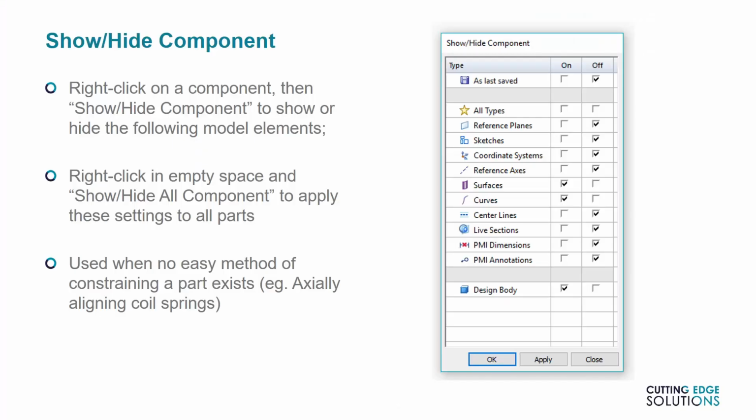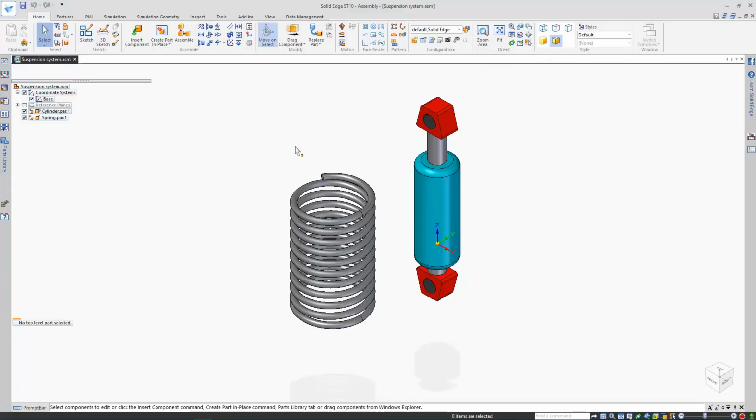We can do exactly the same when using Show Hide Component, which appears on the right-click menu in the assembly. The reference planes, part sketches, coordinate systems, and other elements can be used as key points, faces, or axes to fully position your geometry, after which they can be hidden again with the same method. In this example, we'll use the spring coordinate system to align with a damper cylinder.